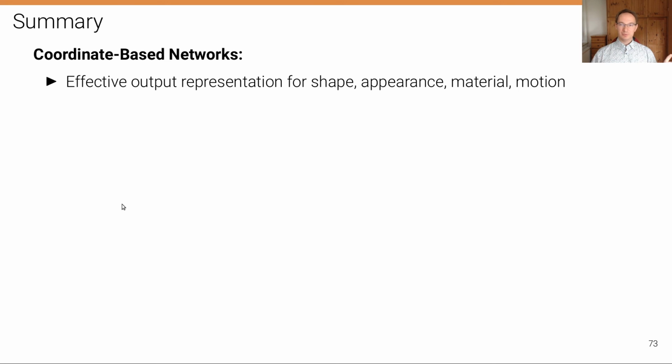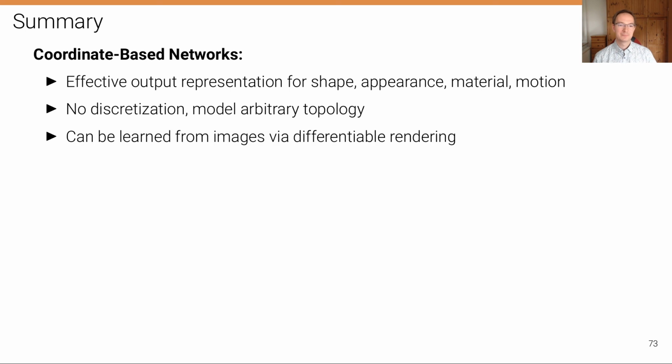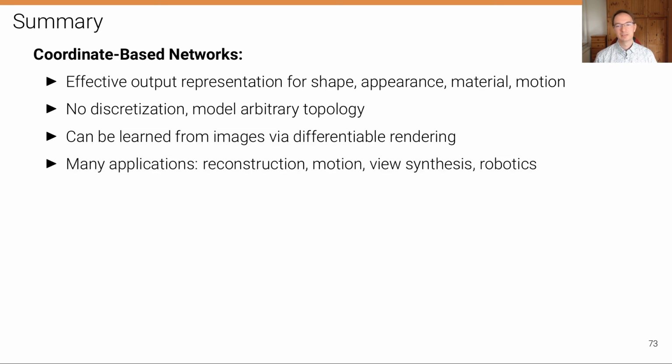So let's sum up coordinate-based networks. Coordinate-based networks form an effective output representation for shape, appearance, material, and motion. And they don't require any discretization and are able to model arbitrary topology. They can be learned from images via differentiable rendering, as we've seen. And there's many applications in 3D reconstruction, motion estimation, view synthesis, but also we have recently done some work in the area of robotics and self-driving where these representations proved to be useful.